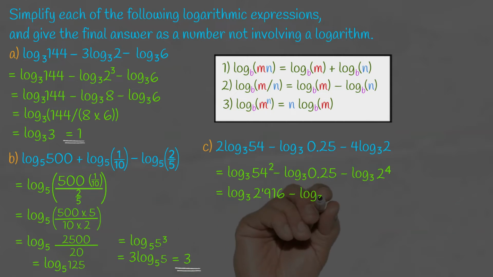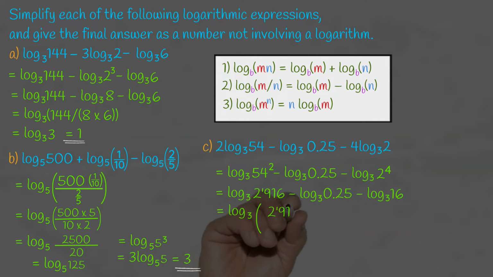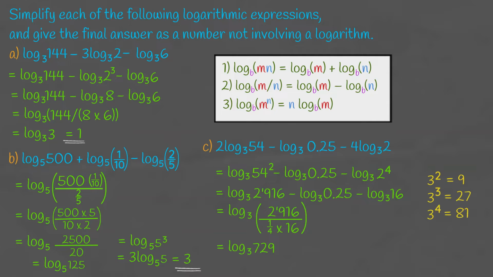After working out those numbers, we can then use rule 2 to get log to base 3 of 2,916 divided by 1/4 times 16. This gives us log to base 3 of 729. And as we know that log to base 3 of 3 is going to equal 1, we have to try and find out a number that we can put 3 to the power of that is equal to 729. Now if we look at a few exponents of 3, we'll find out that 3 to the power 6 is equal to 729. So we now have log to base 3 of 3 to the power 6.